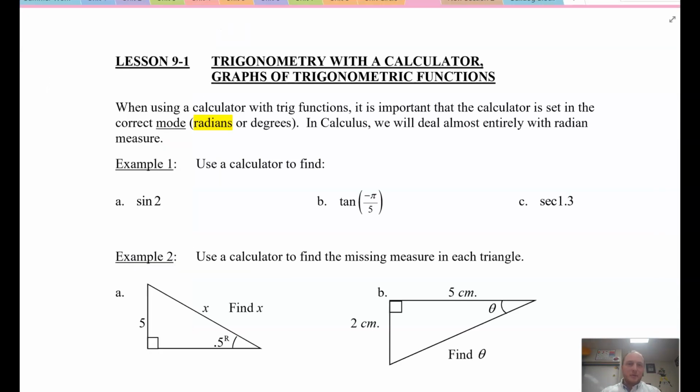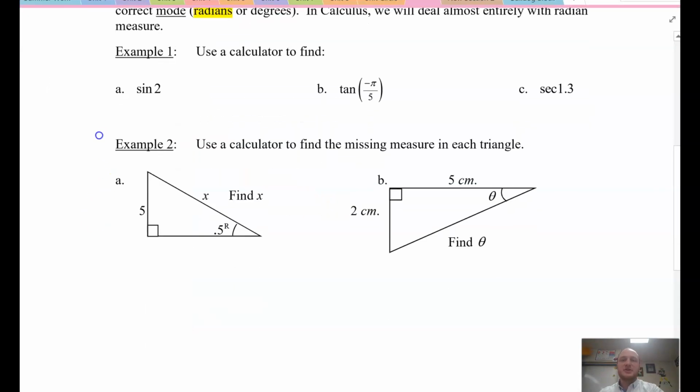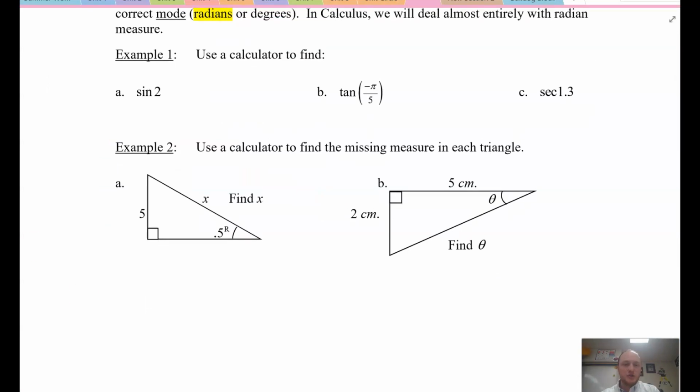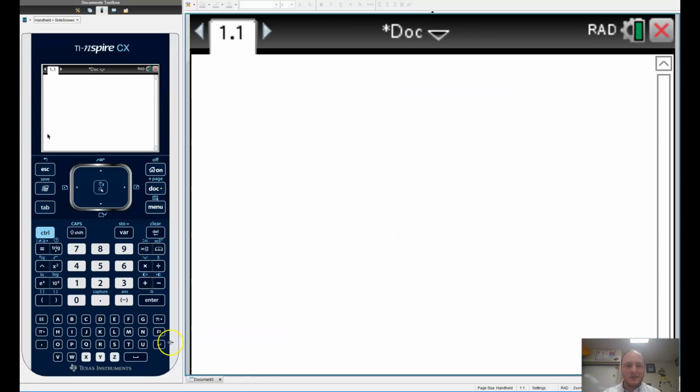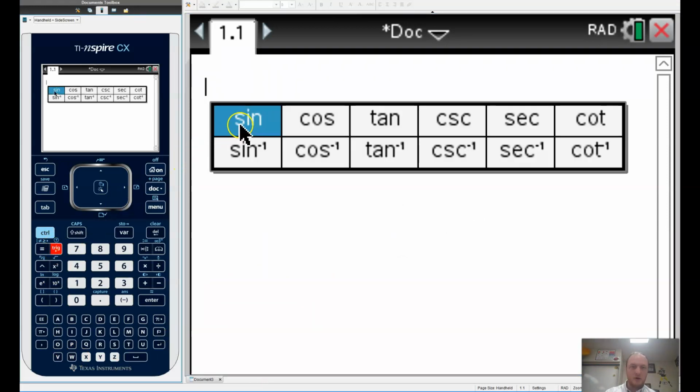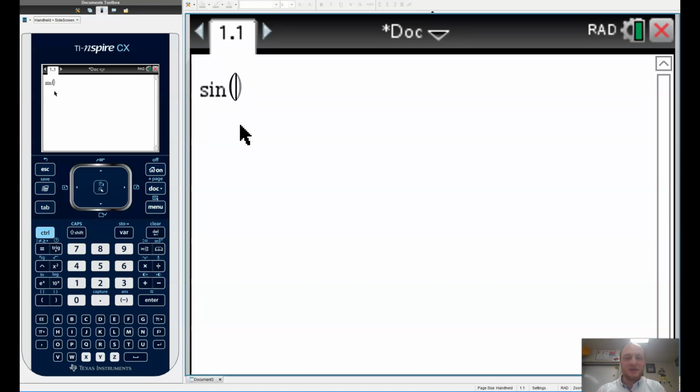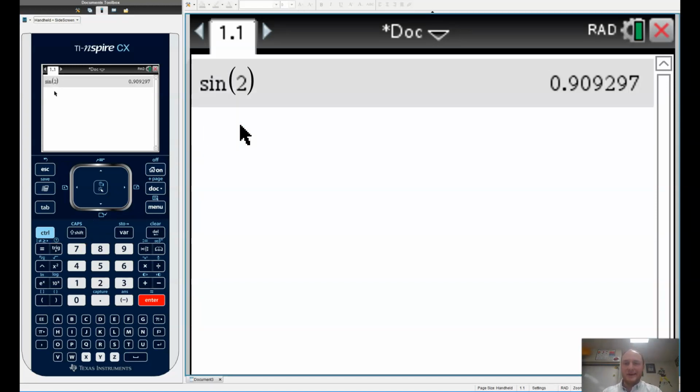All right, let's go back to our examples, and they want us to use a calculator to find sine of 2. What is sine of 2? On my calculator, I go right here. It says trig. Click trig. I'll click sine, the sine function, sine of 2. I hit enter, and there it is, 0.909.